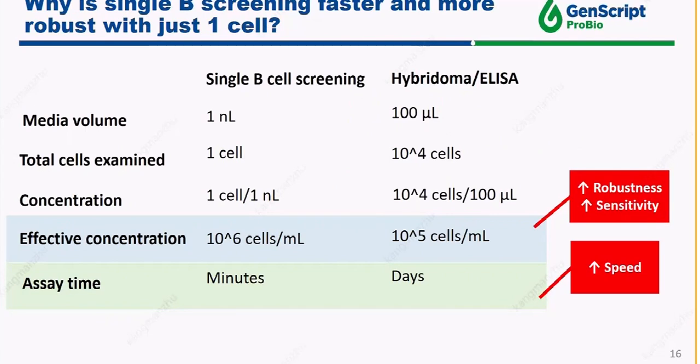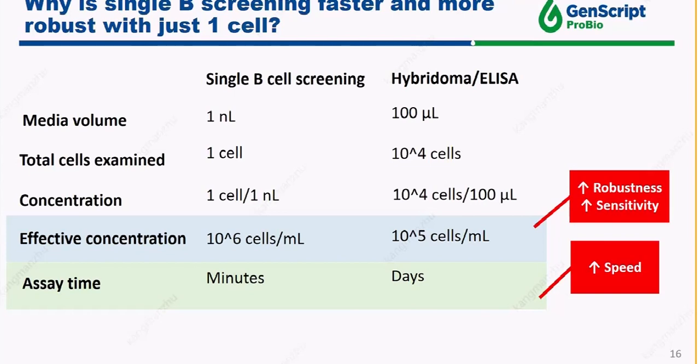So now you have seen how the system works. You might have some idea of why single B cell screening is so much faster or more robust with just one cell. So I'll walk you through a simple math to put it all together. For single B cell screening, the media volume per pen is about 1 nanoliter, where each pen has one cell, so the concentration is 1 cell per 1 nanoliter.